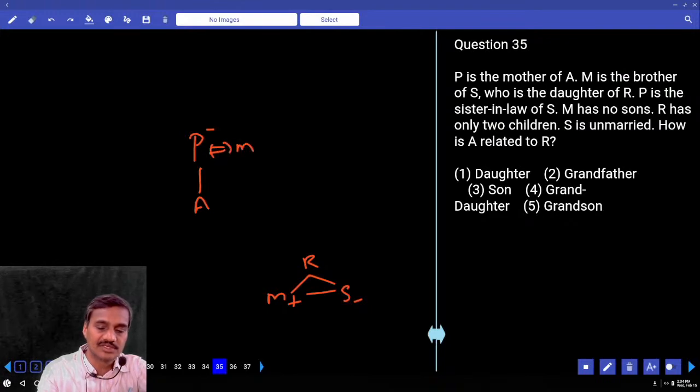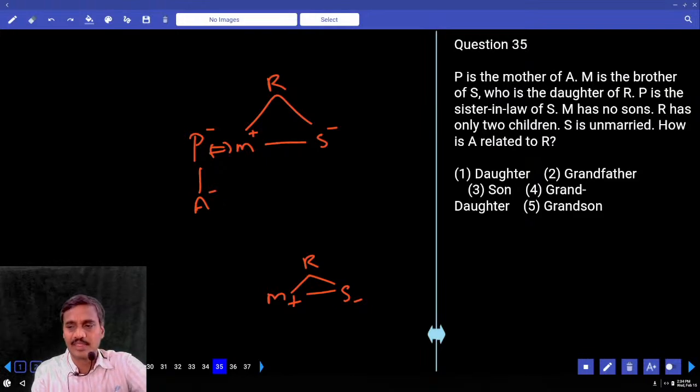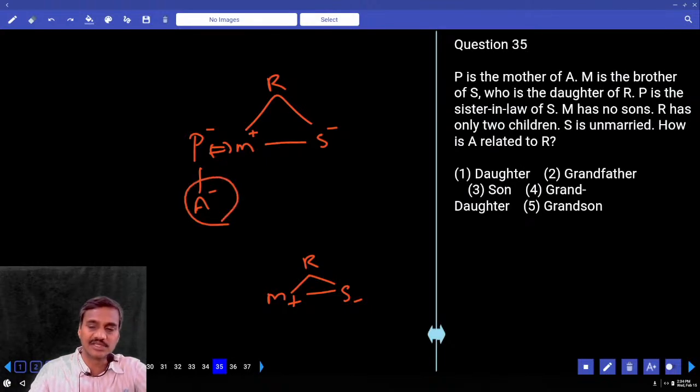Here M is male, and S. P is the sister-in-law of S. M and S are the children of R. M has no sons, which means A must be the daughter. And R has only 2 children, M and S. Then how is A related to R? R's son's daughter. Son's daughter is granddaughter. Granddaughter, choice 4, question number 35.